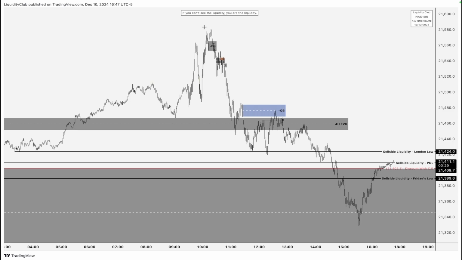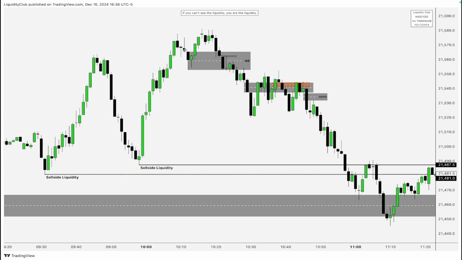So there has to be a list of protocol, a list of criteria that you follow to evaluate it, to qualify the setup for you to be shorting it or longing it based on the narrative of the high time frame chart. So let's zoom in here and show you everything about this trade.